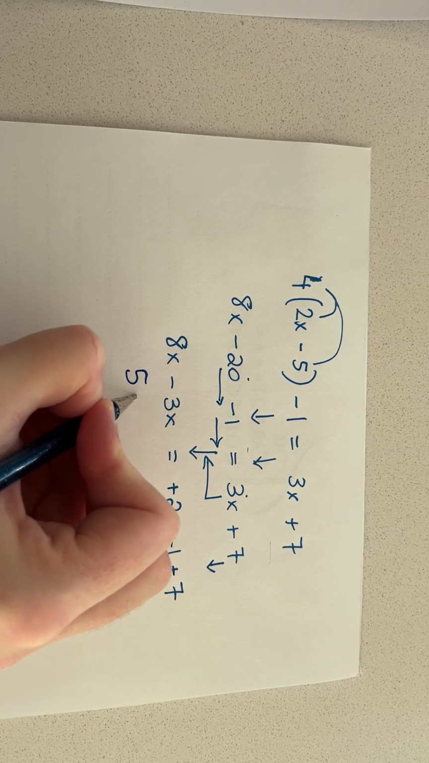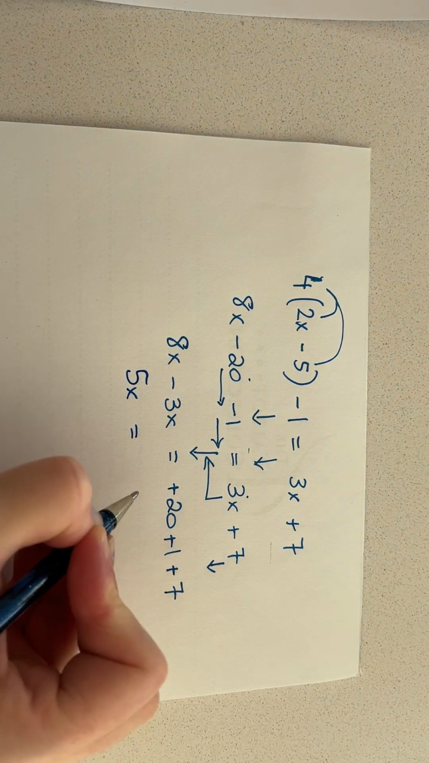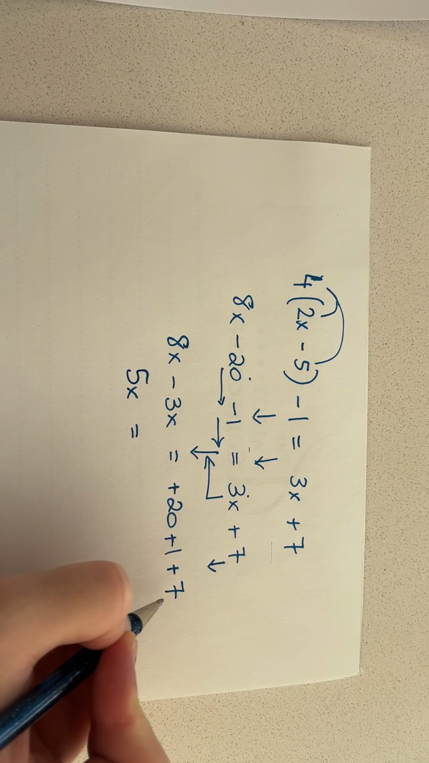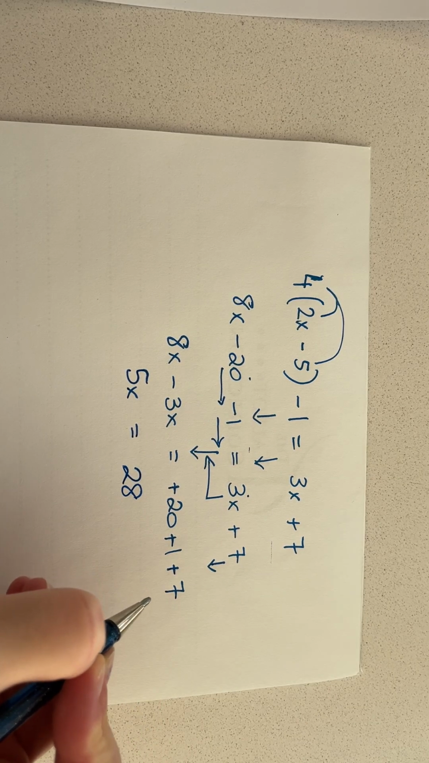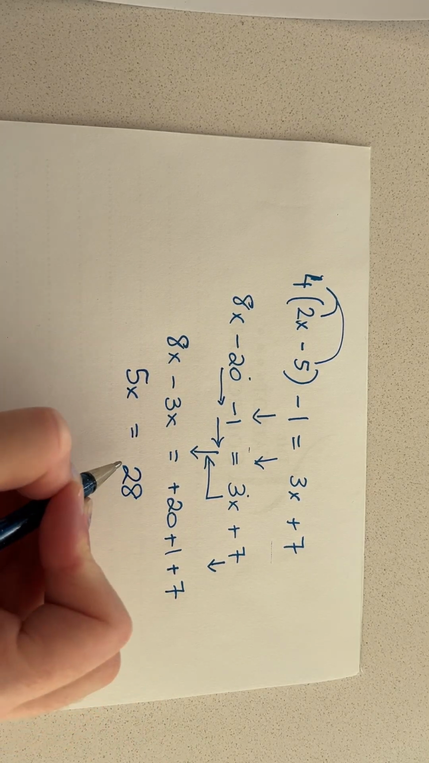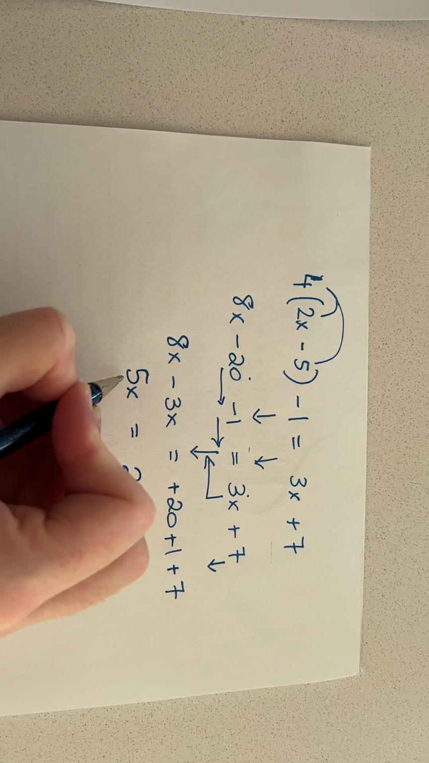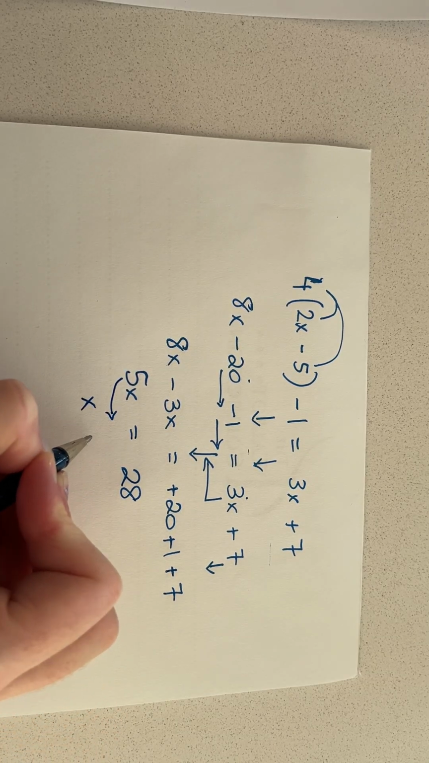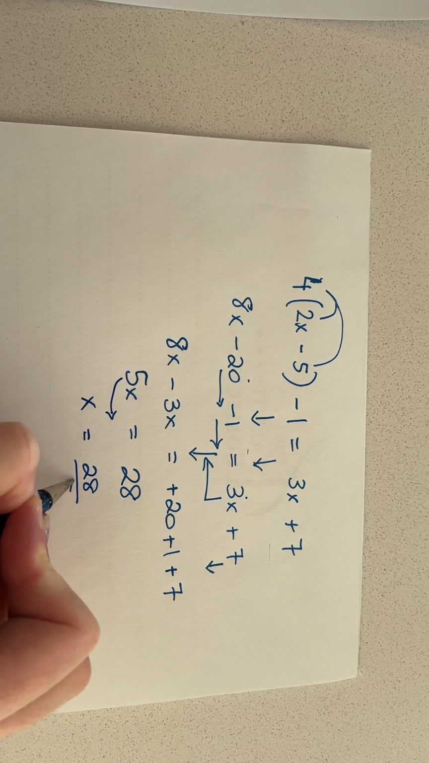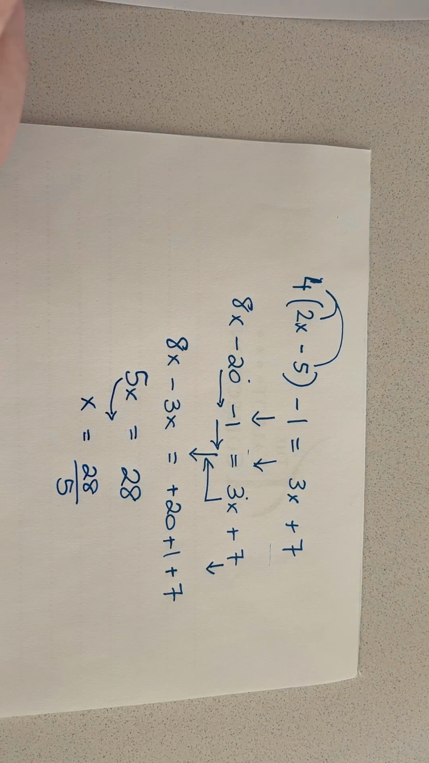So here I simplify even further. I go as far as 5x, 20, 21, 28 on the right, and then 5 times some number gives me 28. So I'm bringing that over, becomes the opposite, becomes division, becomes 28 over 5, and you can write that as a decimal if you prefer. The next question.